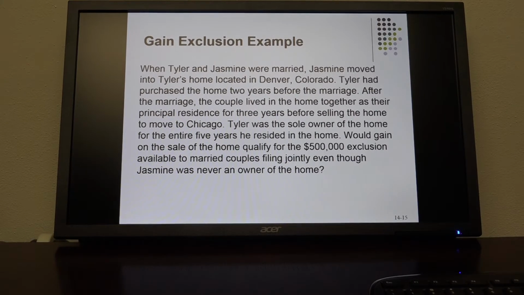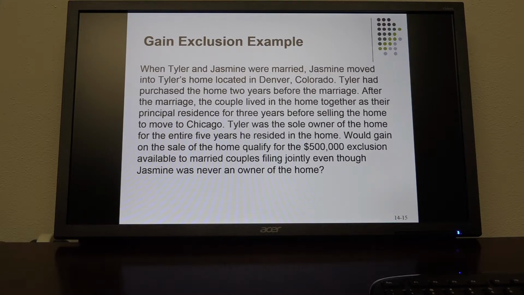So anyway, the answer to this question, though, is they get the $500,000 exclusion. My point is that's the maximum amount, but let's say he bought the home for $300,000 and they sell it for $400,000. They're eligible for a $500,000 exclusion because they meet the ownership test and use test, but their gain's only $100,000. So, this is the cap.